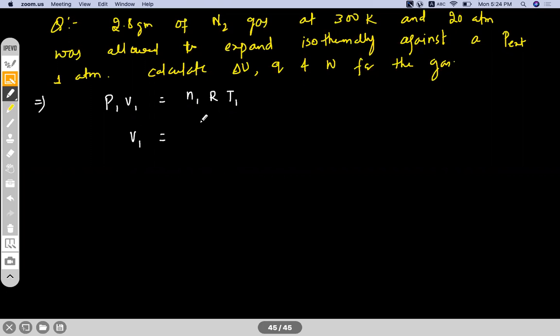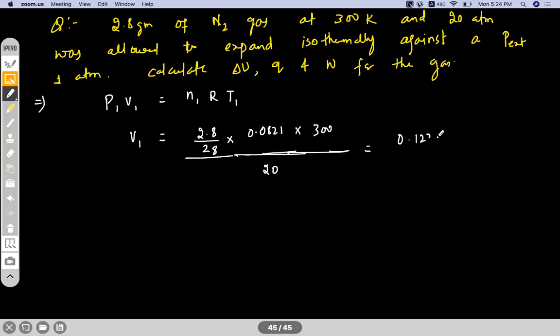So initial volume is, you can substitute all the values here. Number of moles would be 2.8 divided by 28. R is 0.0821. Temperature is 300 Kelvin. And this entire thing is divided by the pressure, which is 20 atmospheric initially, it is given. When you solve this, you'll get initial volume, and initial volume is 0.123 liter approximately.